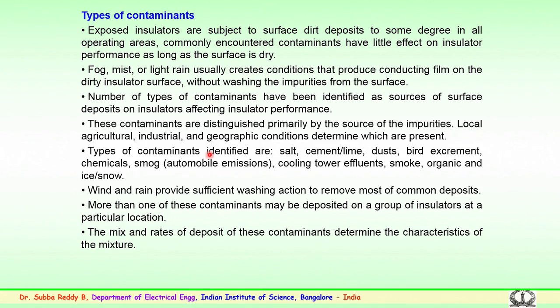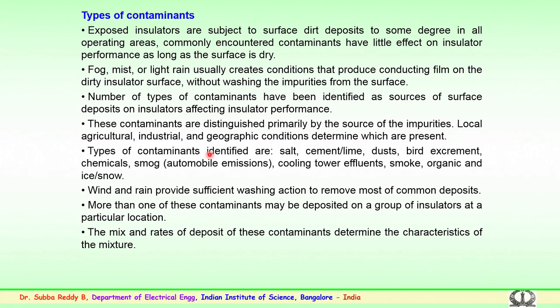In the case of wind and rain, these provide sufficient washing action to remove most of the deposits mentioned, that is, the contaminants on the surface. More than one of these contaminants may be deposited on a group of insulators at a particular location. So, rain and high wind to some extent remove the contaminants spread on the insulator surface. The mix and rates of deposit of these contaminants determine the characteristics of the mixtures.